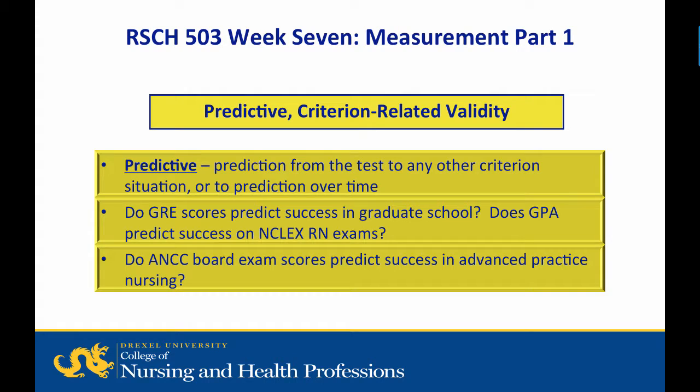In predictive criterion-related validity, prediction is made from the instrument or test score to any other criterion situation or to prediction over time. For example, do GRE scores predict success in graduate schools? Does the GPA predict success on the NCLEX RN exams? Do ANCC or AANP board examinations predict success or quality outcomes in advanced practice nursing?